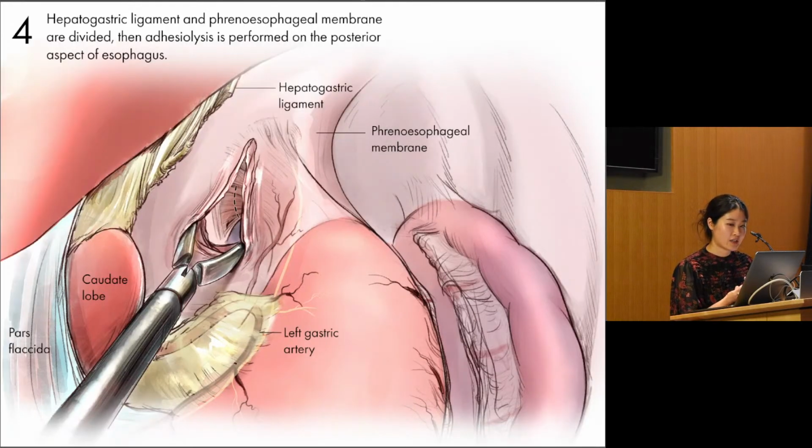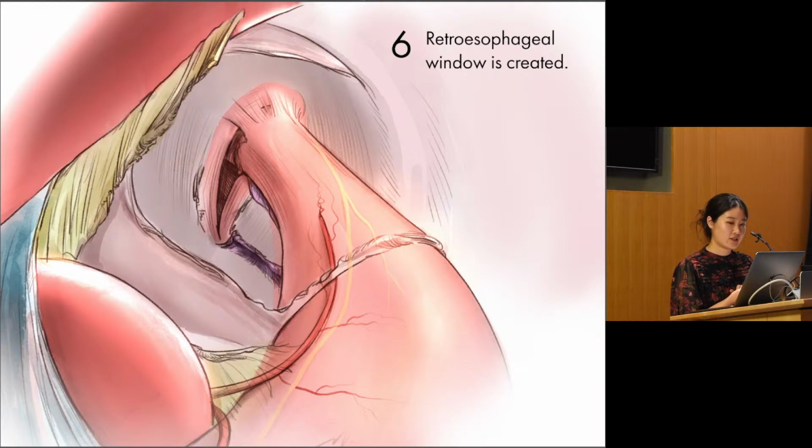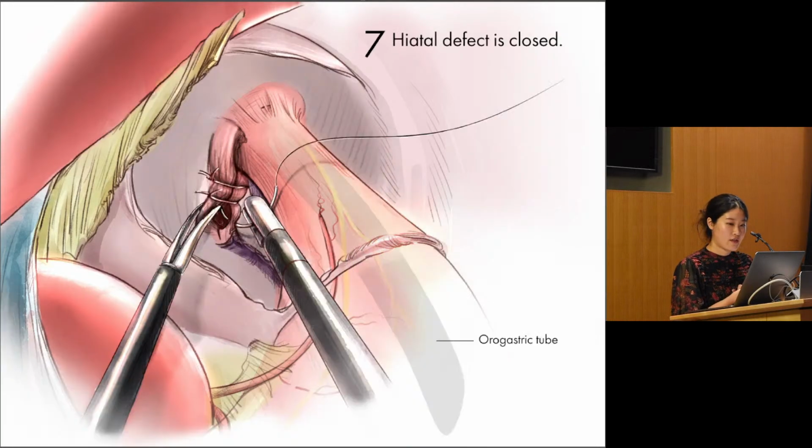Following the division of the hepatogastric ligament, the phrenoesophageal membrane was divided. Adhesions on the esophagus that were connecting it to the crural opening were also removed. The phrenoesophageal membrane on the posterior esophagus was then divided. All these divisions led to the full exposure of the esophagus and the creation of the retroesophageal window. This particular patient had a mild hiatal defect, which was closed with 3 sutures. The orogastric tube in situ helped the surgeons determine the location and the width of the esophagus.